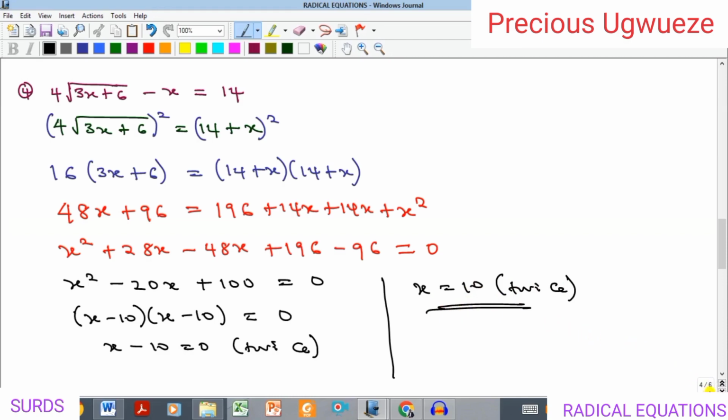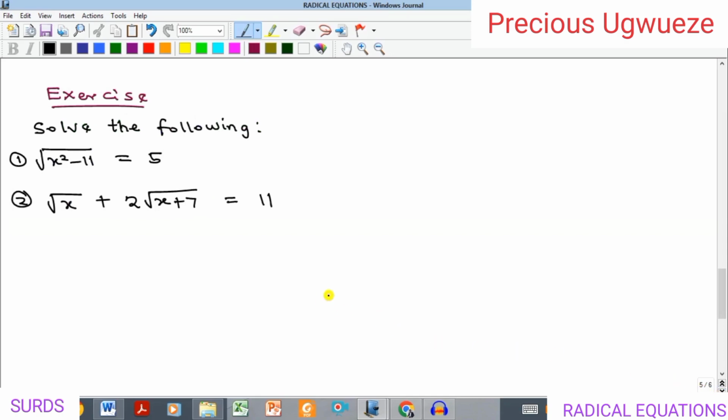So quickly look at the next, what we have next here is an exercise. So take time to look at this, to solve the equation and try to find the value of x in each of them. And that is all we'll have for this class.